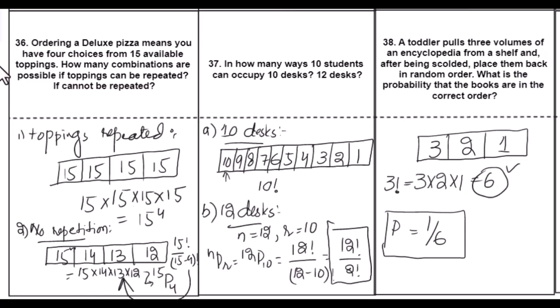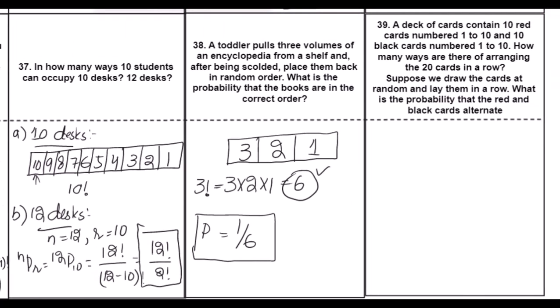Now in problem 39, what is it asking us? A deck of cards contains 10 red cards numbered 1 to 10 and 10 black cards numbered 1 to 10 as well. How many ways are there of arranging the 20 cards in a row? This is the first question, and let me solve it first.